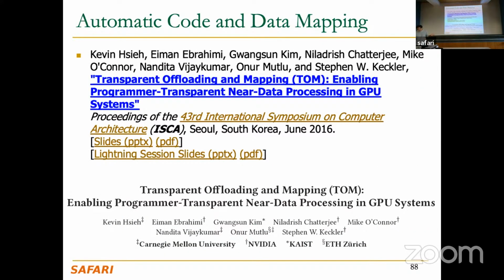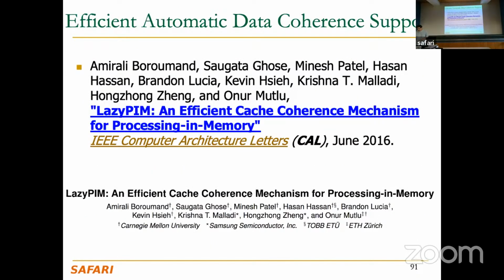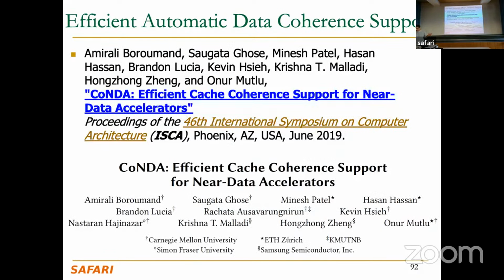We have already mentioned this one, transparent offloading, also these two. Offloading at different granularities has also been explored in other works like LazyPIM and CoNDA, but we are going to mention them later in the second part of the lecture, where we cover how to enable processing in memory.